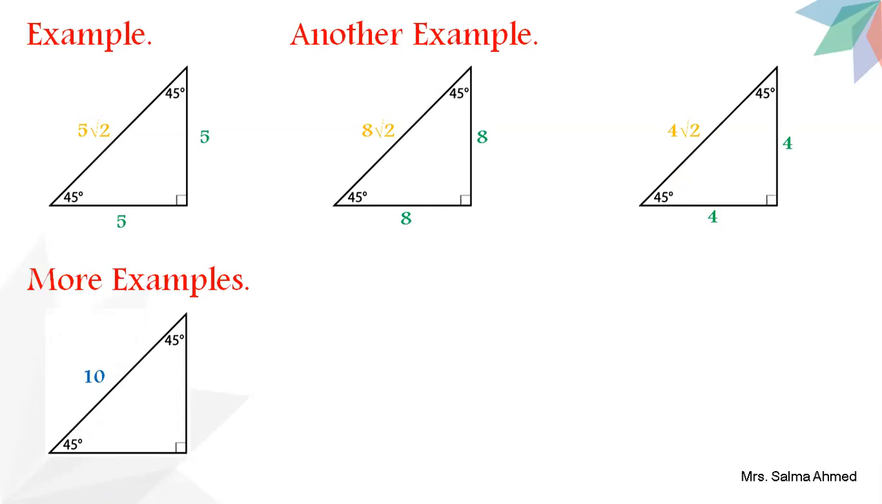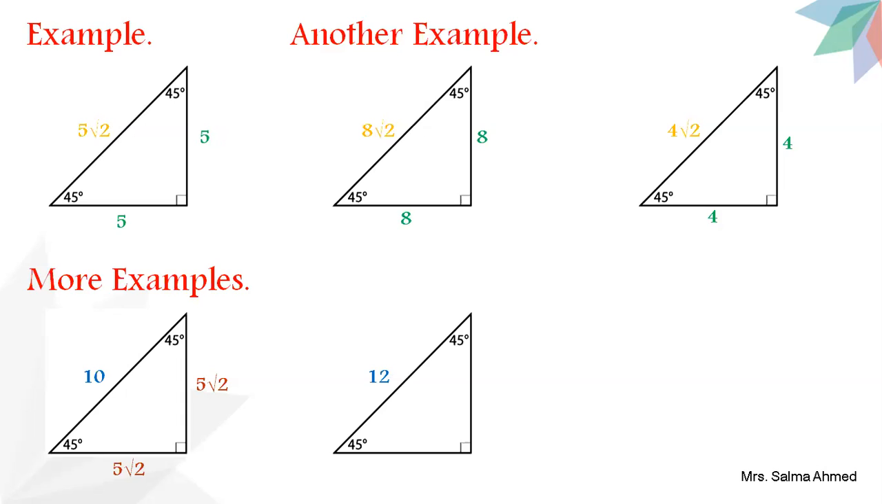Now I have more examples, but here they are giving me the hypotenuse, which is 10. Here I need to get the leg from the hypotenuse. We can find the leg by the hypotenuse divided by 2 times root 2. So 10 divided by 2 gives me 5 times root 2. So the answer will be 5 root 2, and the other leg will be 5 root 2 also.